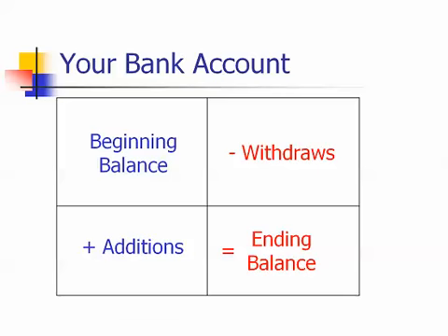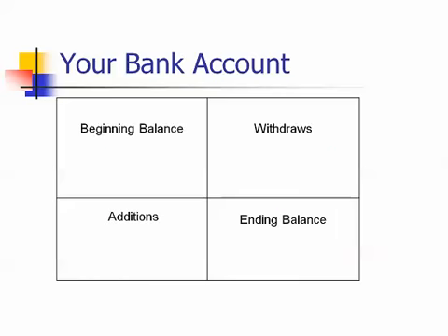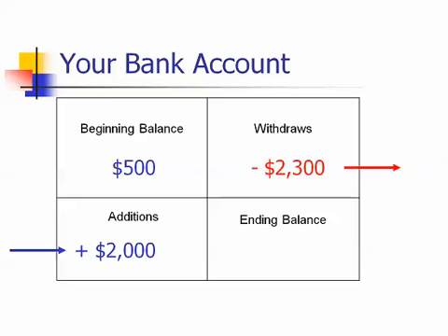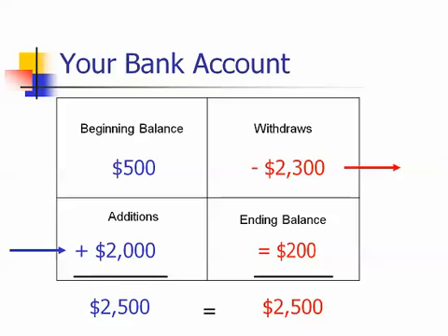Let's take a look at an example with some numbers. Let's assume we have a beginning balance of $500. If we deposit $2,000 and write checks for $2,300, we will be left with $200 in our account. A key feature of our visualization with boxes is that the left-hand side of the box must equal the right-hand side of the box. Notice the $2,500 on both sides.